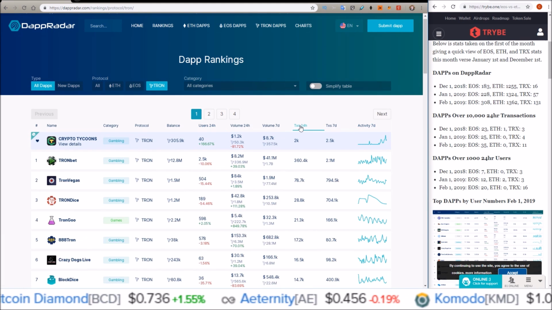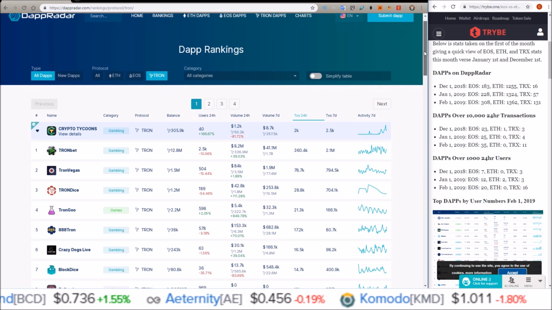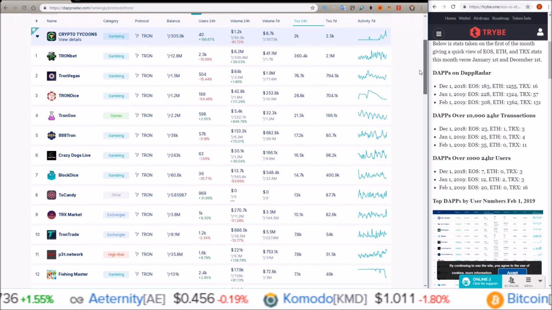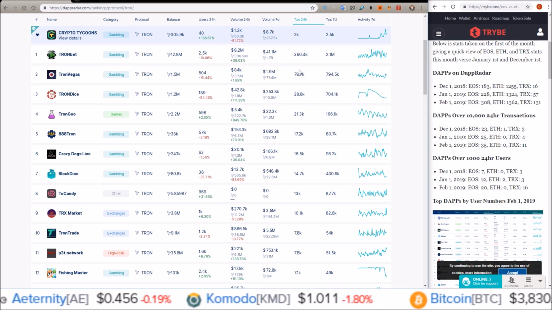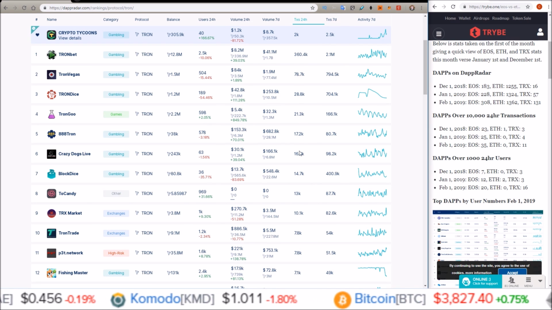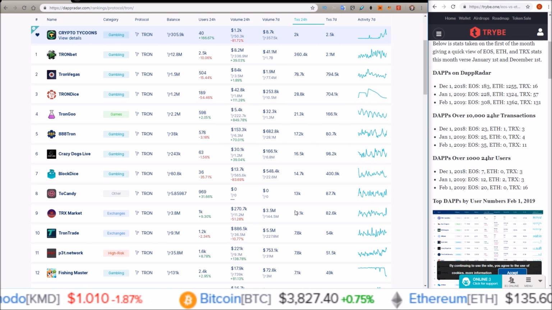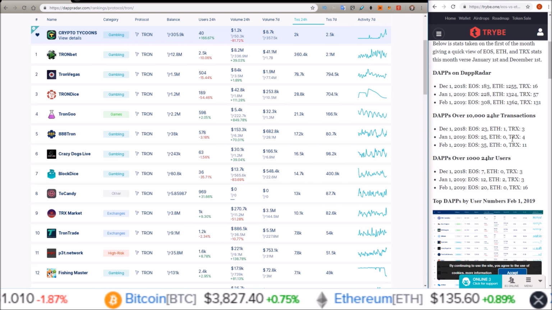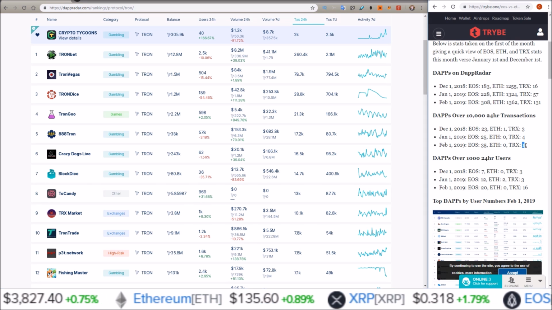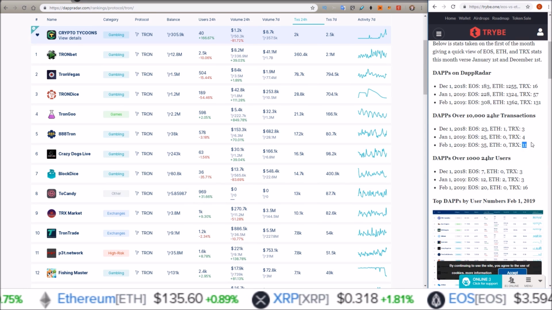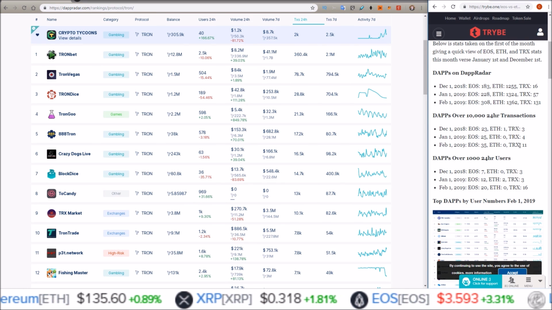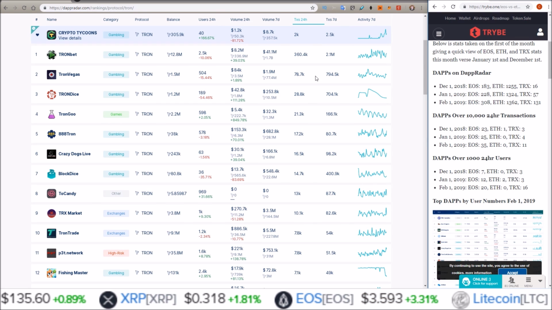Next up, 24-hour transactions. Over 10,000, we see 1, 2, 3, 4, 5, 6, 7, 8, 9. 9 dApps over 10,000 24-hour transactions. And that's actually a drop-off for Tron. Last month Tron had 11, this month only 9.